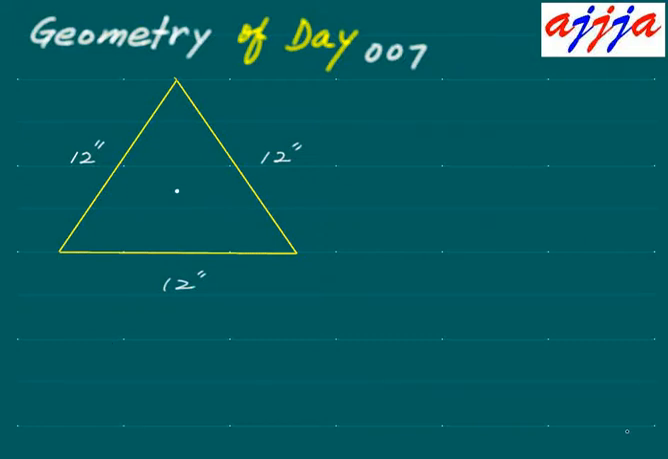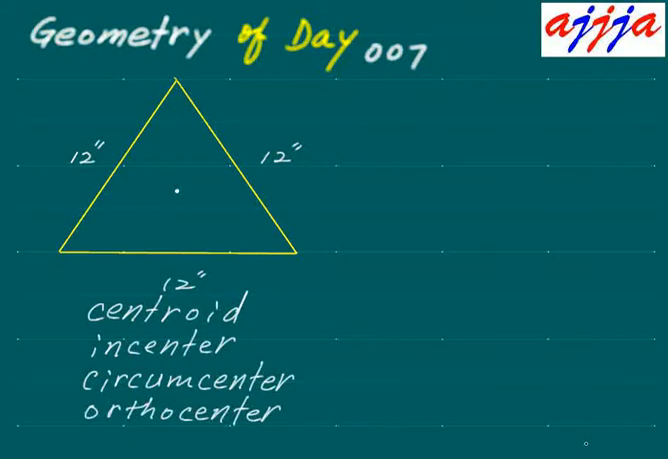Okay, first of all, I'm going to write all 4 centers. So we call centroid. That's the one. Centroid. The other one is incenter. We have incenter. Then circumcenter. Circum. Then the other one is orthocenter. Ortho. All right.